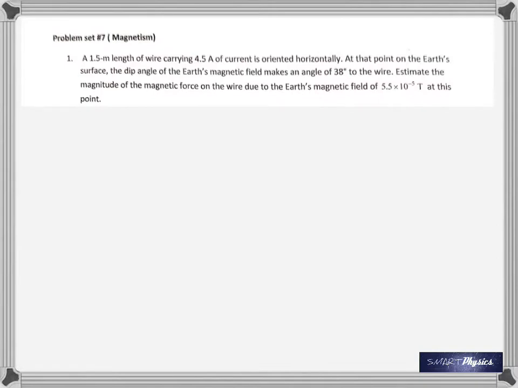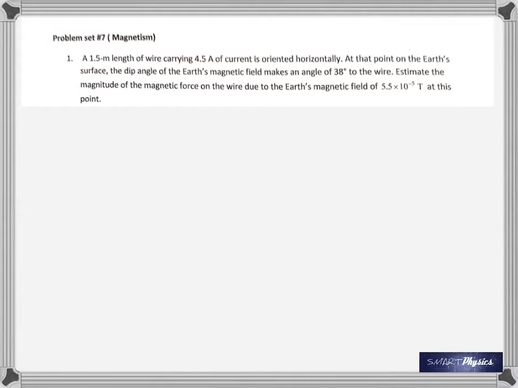Question 1 talks about a 1.5 meter length of a conductor carrying 4.5 amperes of current, and it's oriented horizontally. And at that point on the Earth's surface, the dip angle of the Earth's magnetic field makes an angle of 38 degrees. Estimate the magnitude of the magnetic force on the wire due to the Earth's magnetic field, which is given.